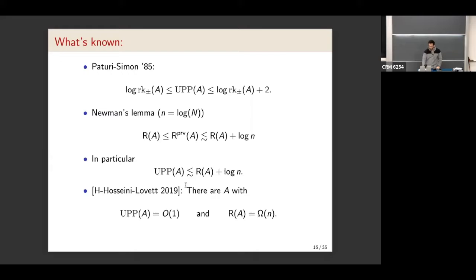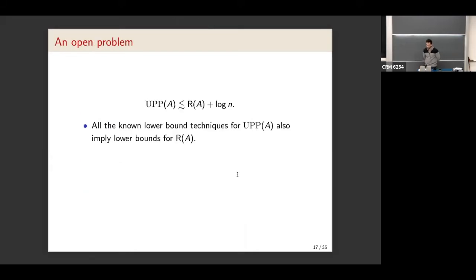In the other direction, we know the gap can be at most log n, but we don't know exactly what it is. And that's the question I'm interested in here. How large can this gap be? Can we have things, in the other direction, where R is small and UPP is actually large?